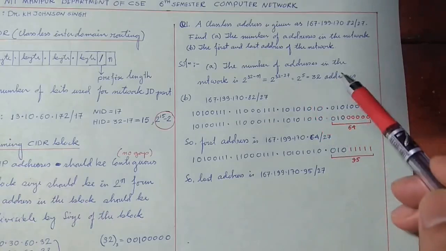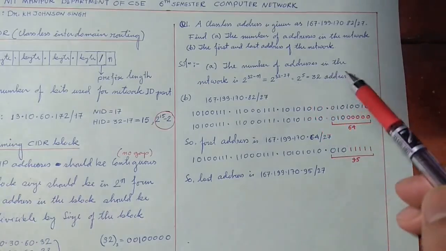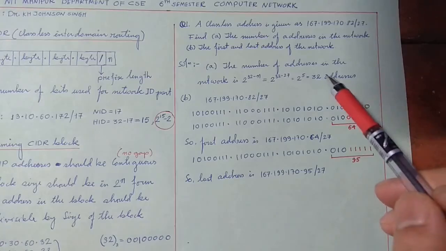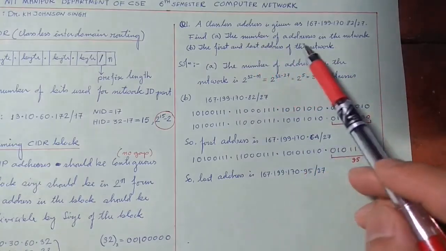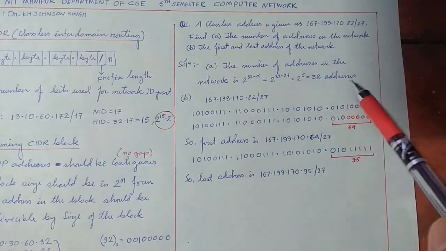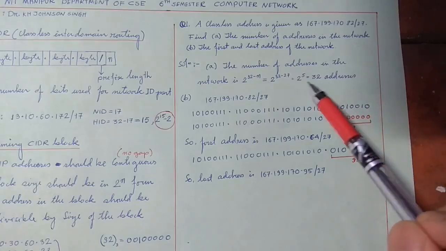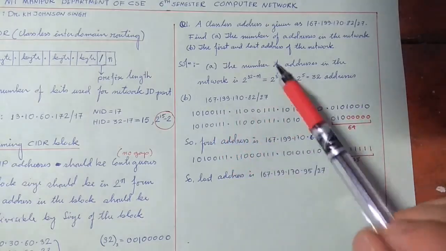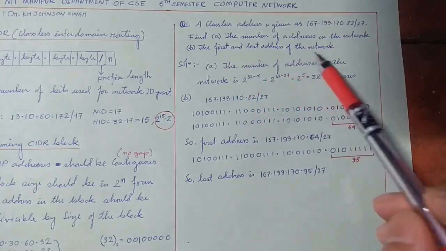There are 32 addresses. You must remember that in these 32 addresses, there are two special addresses. The first address is the network ID itself, and the second address is the broadcast address. We cannot use those two addresses, but the question asks to find only the number of addresses. So the total number of addresses is 32. But if you are asked to find the usable addresses, then it should be 2 to the power 5 minus 2.